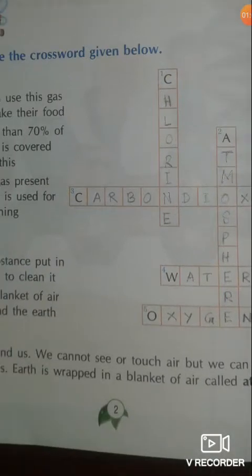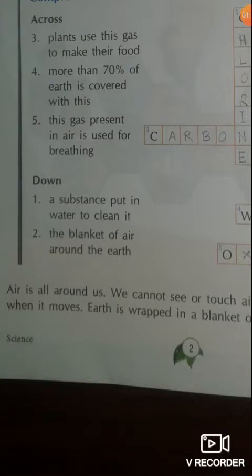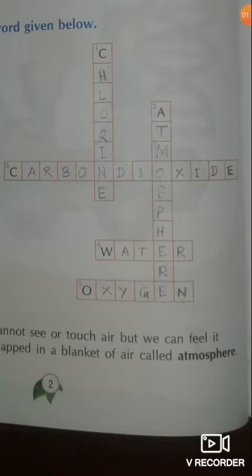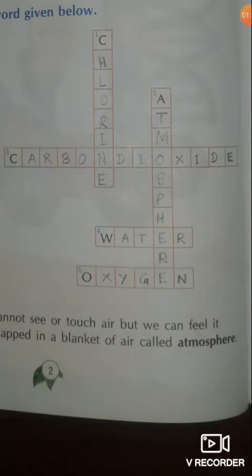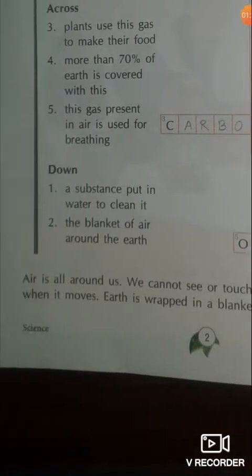Chlorine. Okay. Next is number 2, the blanket of air around the earth. That is number 2, atmosphere. Okay. You also write this in your book with pencil. Let us start the chapter.